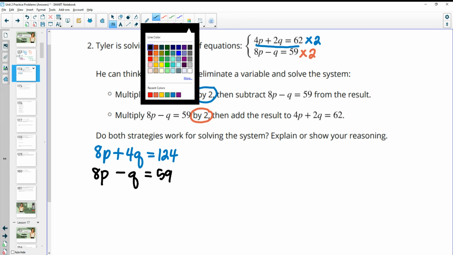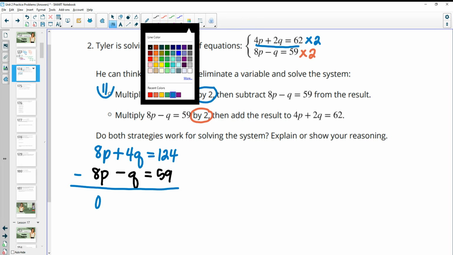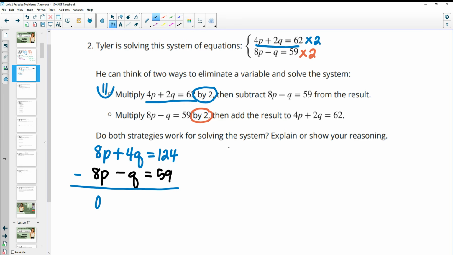So is he able to subtract these now to eliminate one of the variables? And the answer to that is yes, because 8p minus 8p would be 0. So he would have worked to eliminate the p. So this one is good. So then let's take a look at the second option he said. So he was going to leave the first equation the same in his second idea.